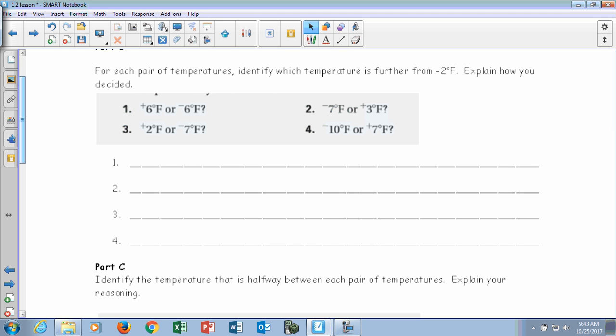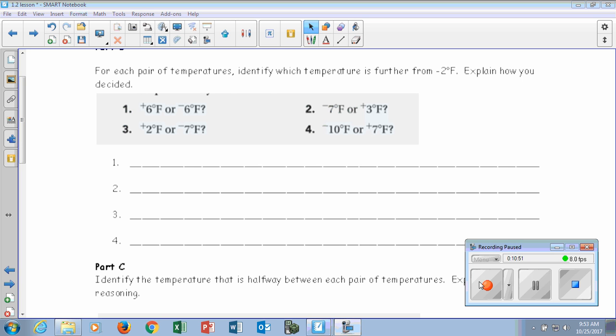it says for each pair of temperatures, identify which temperature is further from negative 2, and then explain how you decided. Okay, so this shouldn't take very long at all. We'll give you guys a couple minutes to work on this one. Which is further from negative 2? So if you need to, draw a number line up above next to part B and put negative 2 in there and start to figure out which is which. But you're going to answer those questions and we'll check back with you in just a couple minutes, all right? All right, we're going to see how you did here.